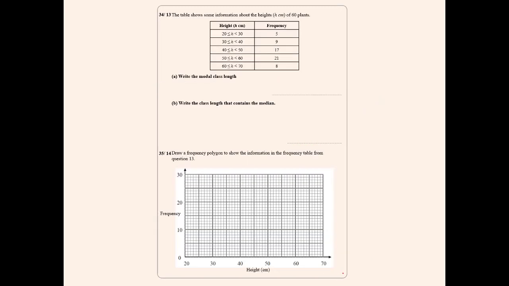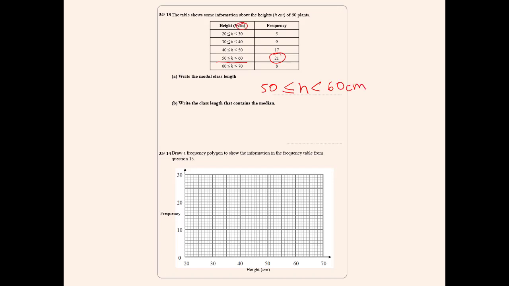Next, the table shows some information about the heights in centimeters of 60 plants. And this is the information we have, frequency and the heights. Write the modal class. The modal class is the one with the highest frequency. So we can see the highest frequency is 21. So the modal class is height is greater or equal to 50 but less than 60 centimeters. Okay, because the height is in centimeters.